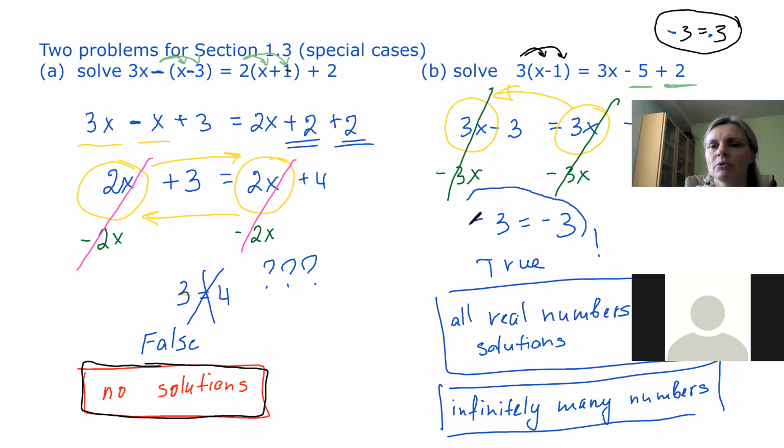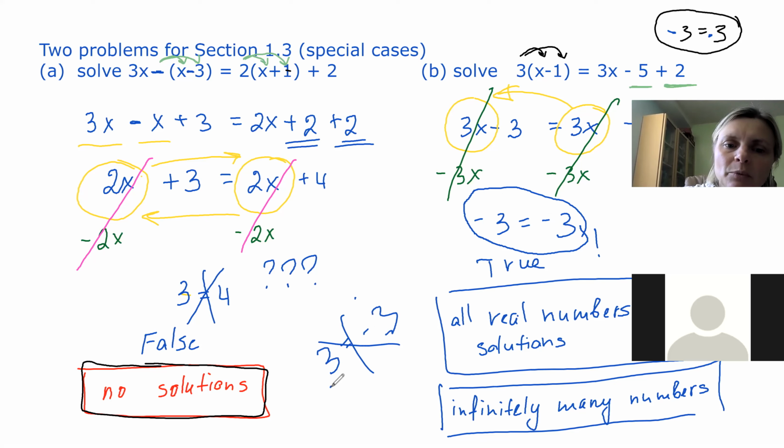So anyway, I would rewrite it, and it would still be true, fine by us, because it doesn't change the answer. But if I were to say that 3 is equal to -3, then it cannot happen. It would be this answer, no solutions. Okay?